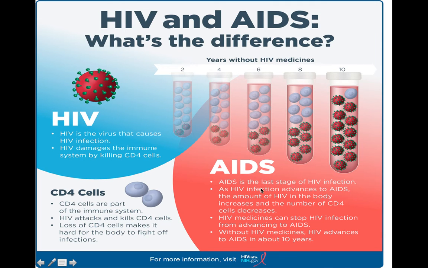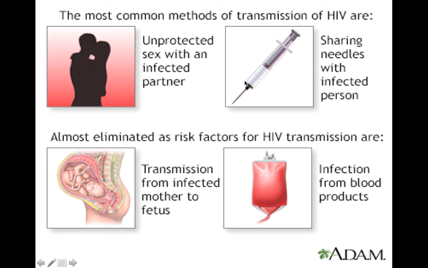AIDS is the last stage of HIV infection, and as the HIV infection advances to AIDS, the amount of HIV in the body increases and the number of CD4 cells decreases. HIV medicine can stop HIV infection from advancing to AIDS. Without HIV medicine, HIV advances to AIDS in about 10 years, as we have seen from here.